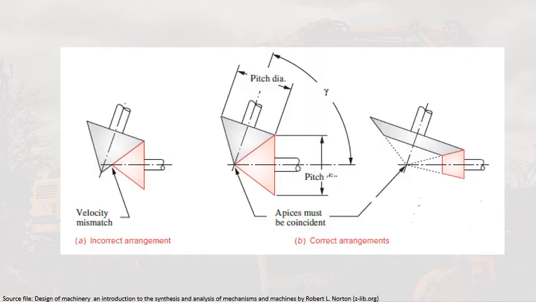The angle between the axes of the cones and the included angles of the cones can be any compatible values as long as the apexes of the cones intersect. If they do not intersect, there would be a mismatch of the velocity at the interface. So the incorrect arrangement would be just like this, which would cause velocity mismatch if the apexes do not intersect. This should be the correct arrangement, wherein the apexes should be coincident for both internal and external contact bevel gears.